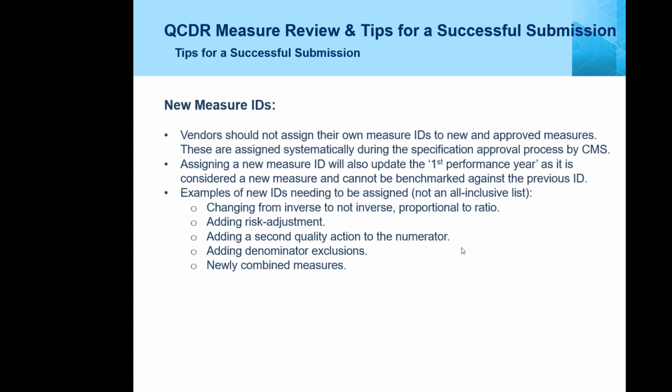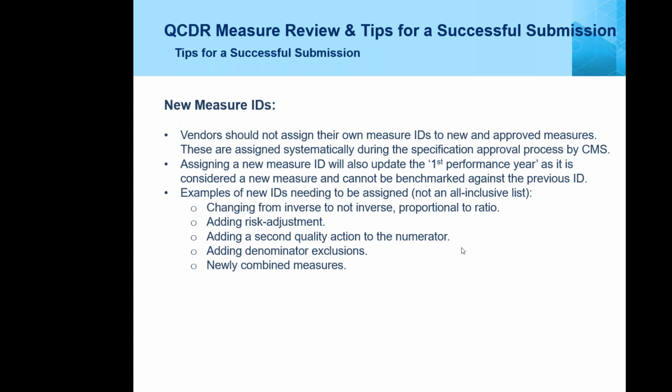New measure IDs. So if it's a new measure for the performance period, it's never been approved before, then the vendor should not assign their own measure ID. These are assigned by CMS systematically during the specification approval process. And this allows us to help maintain an inventory and a sequential numbering.